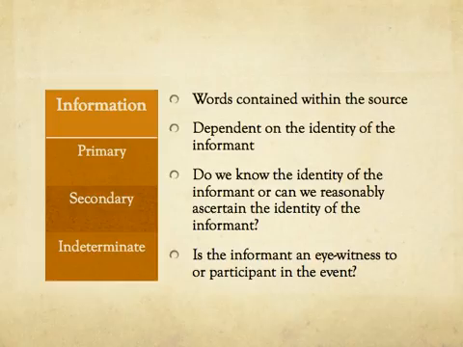Our next classification is that of information. So information is the specific words that are contained within the source. When classifying information, we are most concerned with who provided the information that was recorded. We need to know the identity and the experience of the informant. Information will be classified as primary, secondary, or indeterminate. These classifications are specific to classifying information and are dependent on the informant.